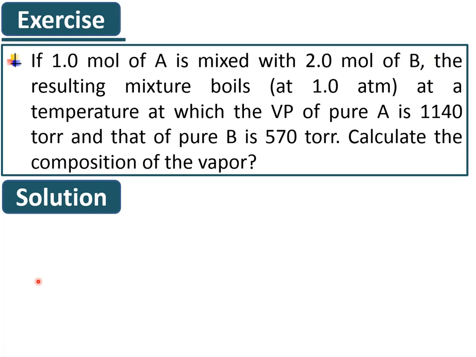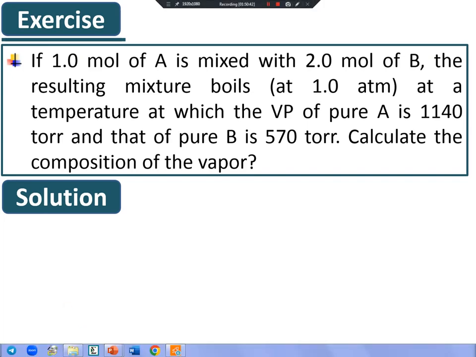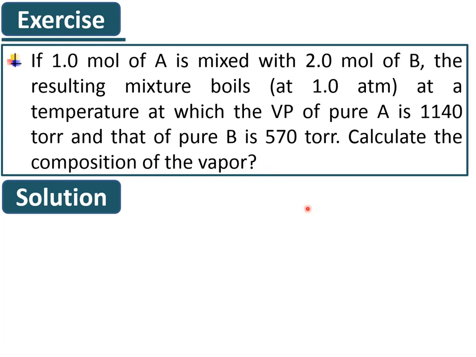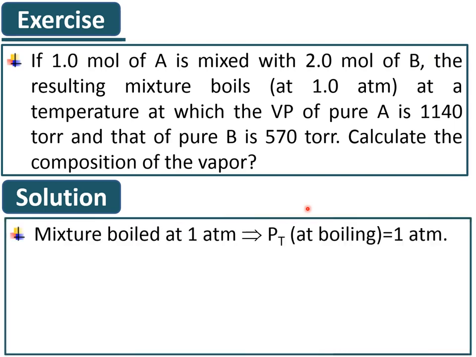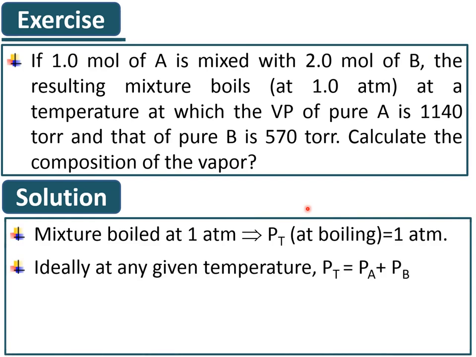You can calculate it. You also have the vapor pressure of pure A and the vapor pressure of pure B, and the boiling actually starts when the vapor pressure of the solution, which is basically the summation of PA and PB, the partial pressures of A and the partial pressures of B, will equal one atmosphere. So the boiling starts. So ideally, at any given temperature, PT equals PA plus PB.